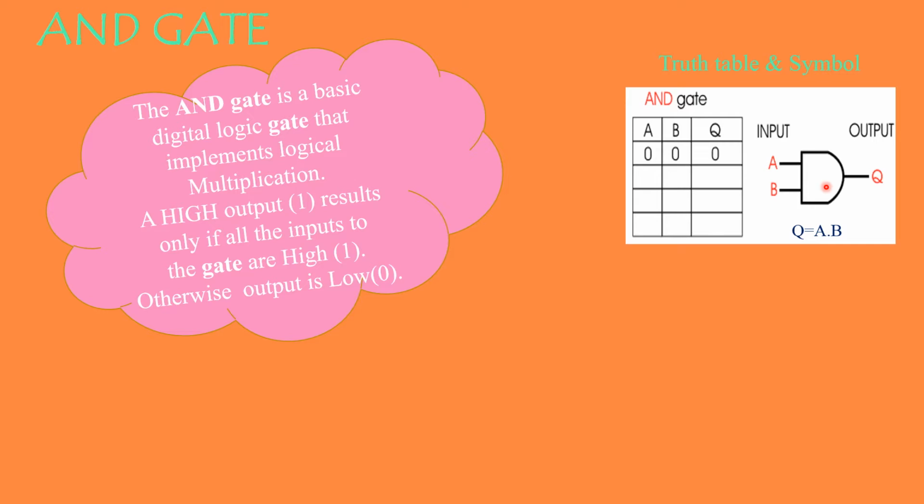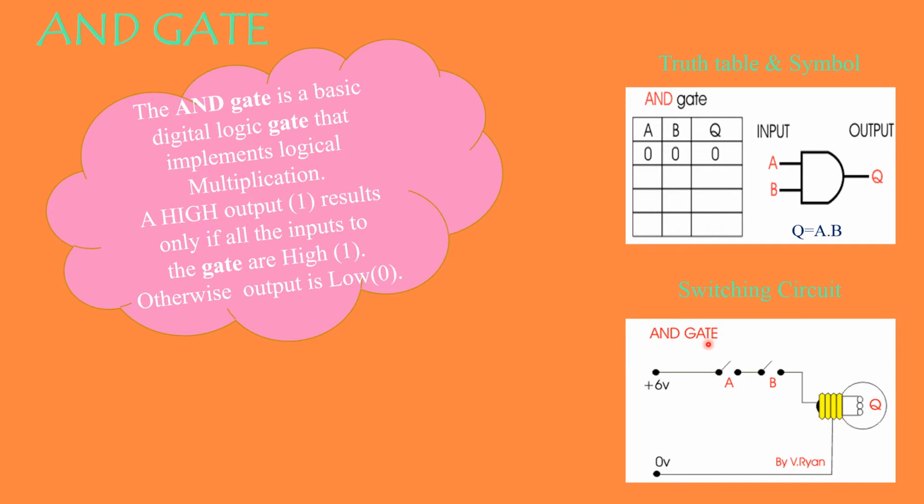This is the symbol of your AND gate and this is your logical expression. Logical expression is nothing but your output. Q is equal to A into B. And next comes your switching circuit. Here I have taken two switches, A and B. Whenever they are closed, it means high logic. Whenever they are open, it is low logic. And here the output is your bulb.